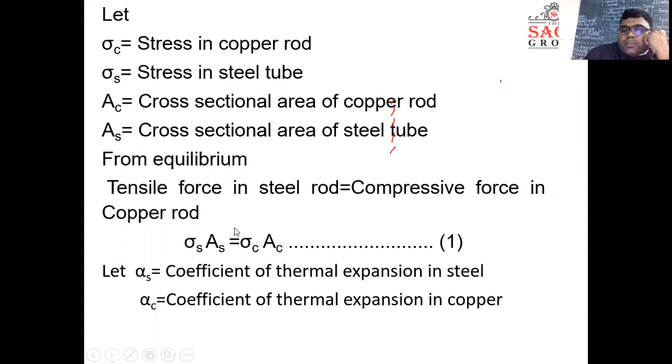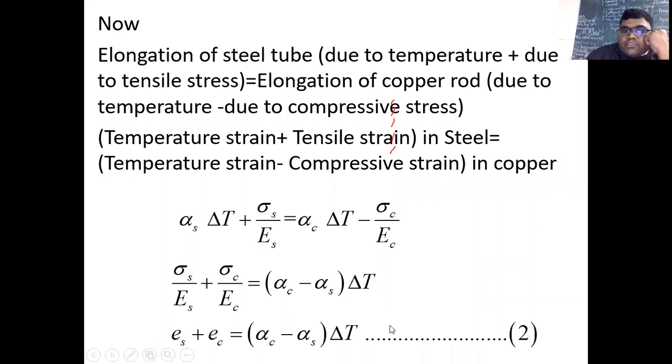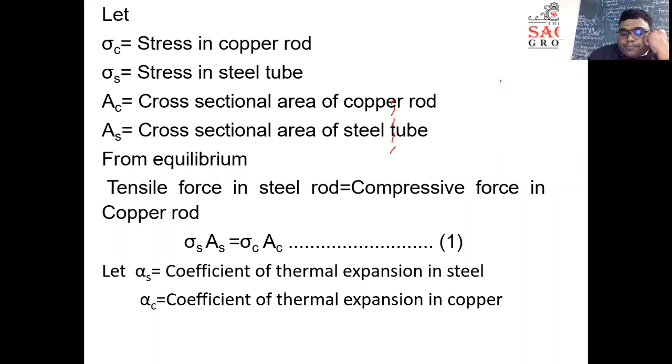So this you can see that under the equilibrium, the tensile force on the steel and compressive force on the copper must be equal. So sigma s times as is equal to sigma c times ac, and where alpha s is the coefficient of thermal expansion in steel and alpha c is the coefficient of thermal expansion in copper.